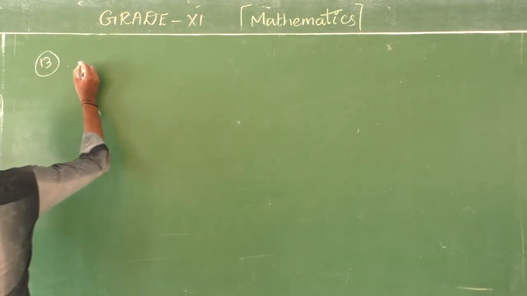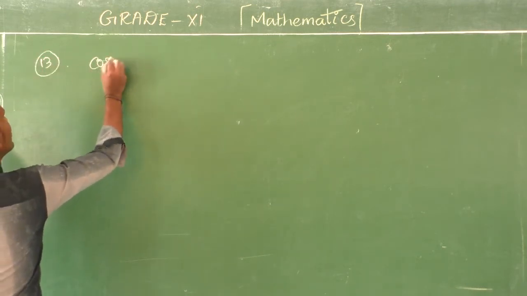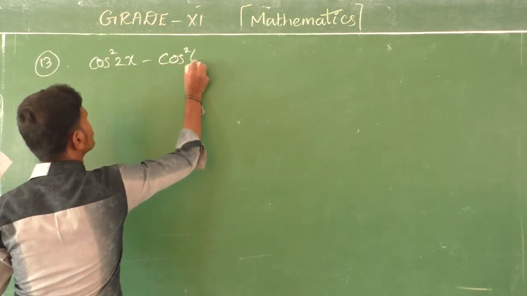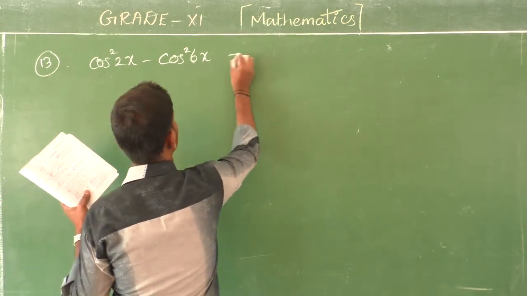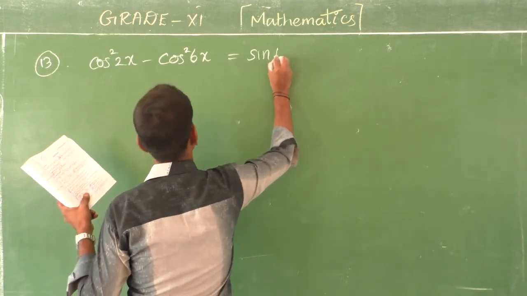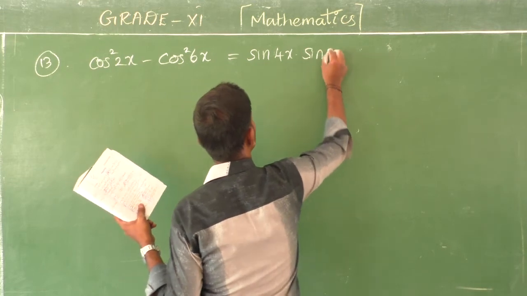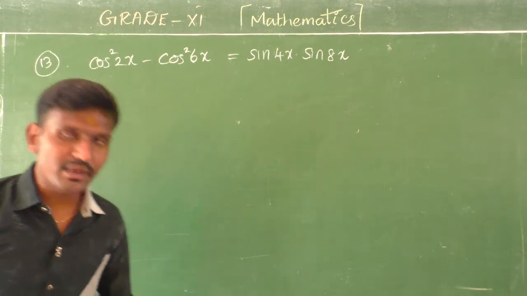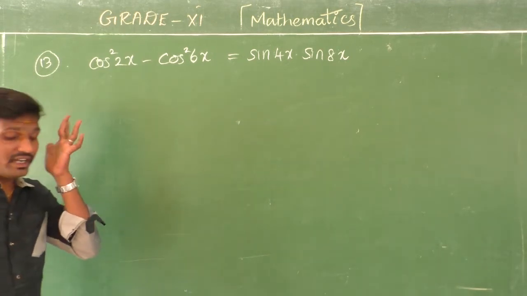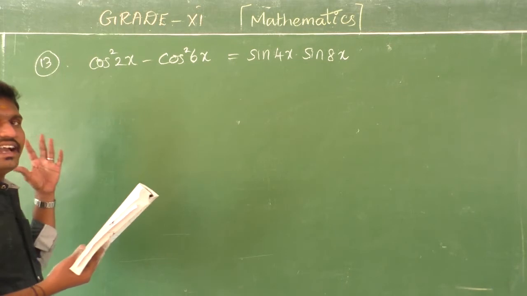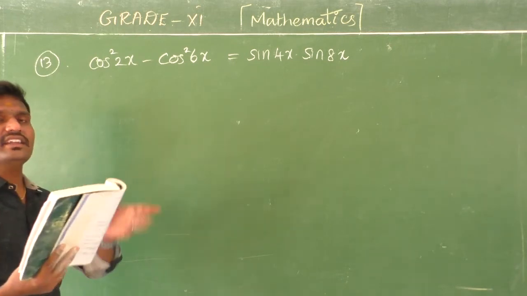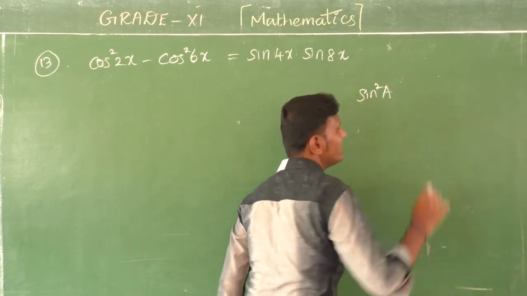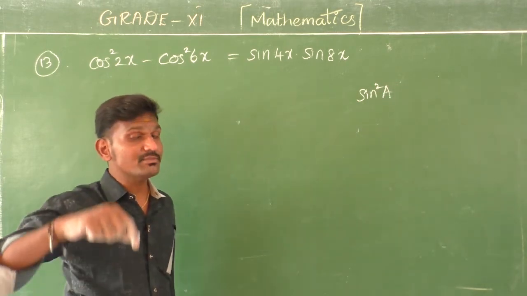Question number 13 is giving cos square 2x minus cos square 6x, which is equal to sin 4x into sin 8x. This also has a pattern like question number 12, but question number 12 is given directly, using the sin square a minus sin square b formula. You already know that formula from sin(a plus b), sin(a minus b), cos(a plus b) and cos(a minus b).